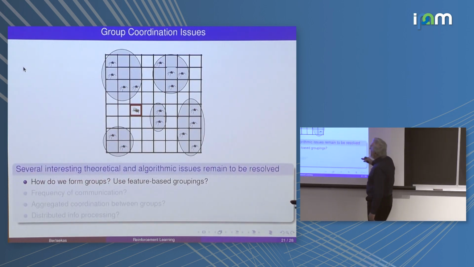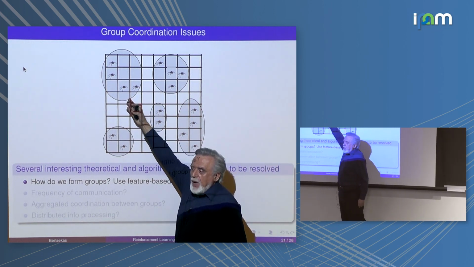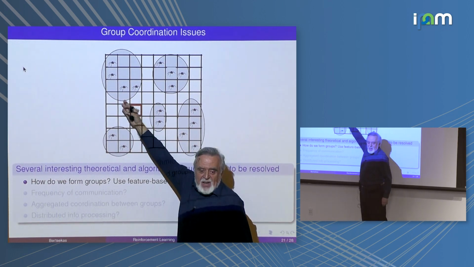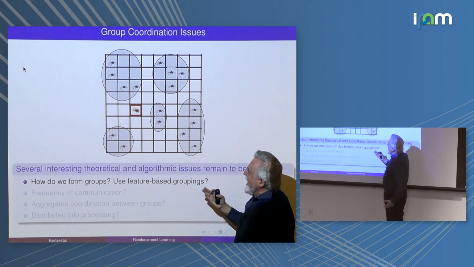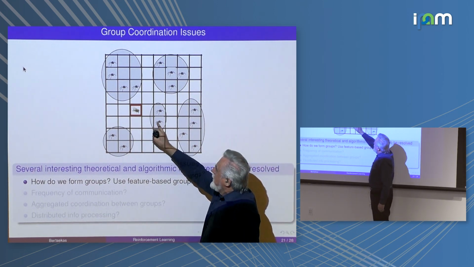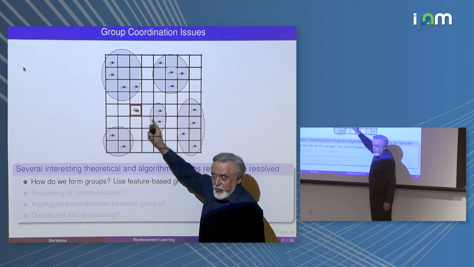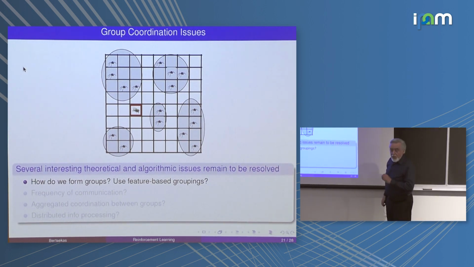So for example, I mean, these spiders here don't really care what these spiders do, right? So they don't need to coordinate their actions with the actions of this group. Similarly here, these two groups require less coordination than the actions within the group. So there is this possibility, and there are obvious choices, but there are a lot of interesting theoretical and algorithmic issues to be resolved here.